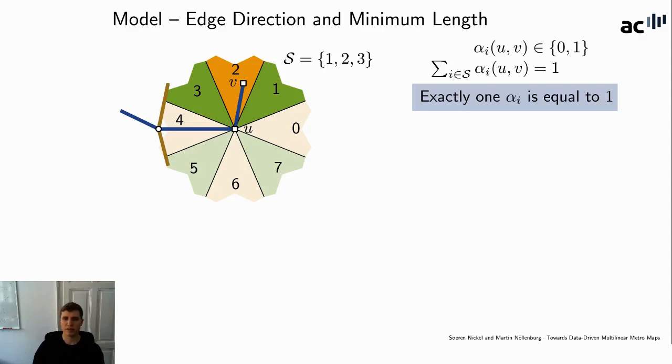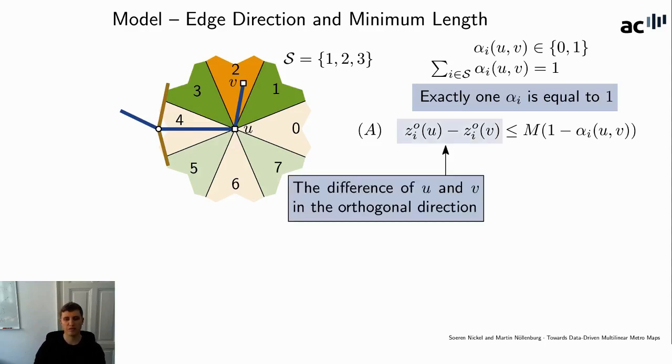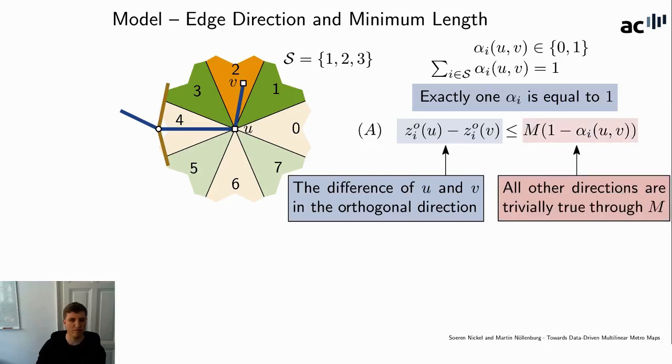All of these variables are together in this sum, and this sum guarantees us that exactly one of these 3 Boolean variables is set to true at any given time. We interpret this as the sector that we have chosen to draw this edge in. Now, to guarantee that this edge is drawn in exactly the direction that we want, we instantiate this constraint. Let's go through this step by step. First, we have the difference of u and v in the orthogonal direction, and on the right hand side we have a very big constant and something in parentheses.